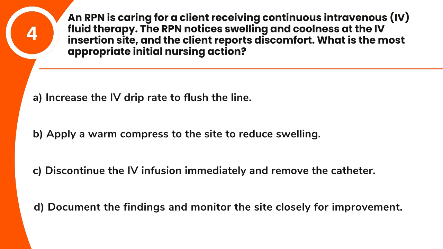A. Increase the drip rate to flush the line. B. Apply a warm compress to the site to reduce swelling. C. Discontinue the infusion immediately and remove the catheter. D. Document the findings and monitor the site closely for improvement.